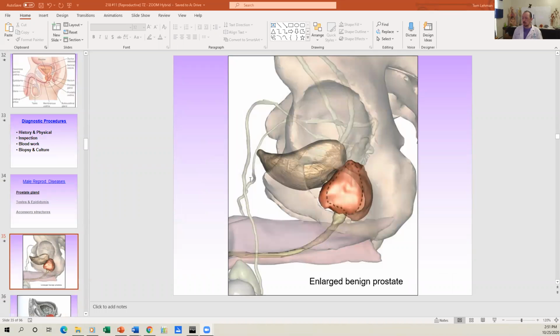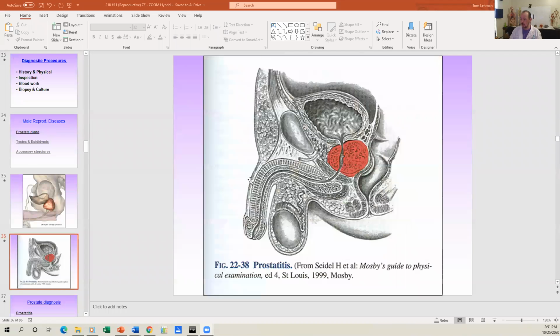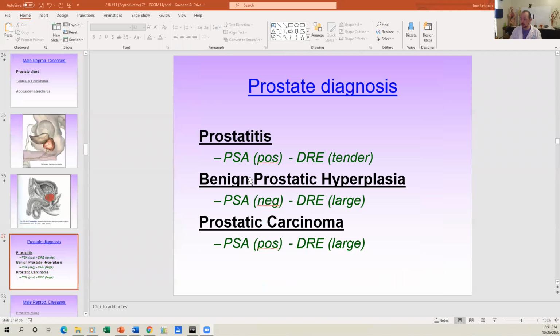The prostate, as you remember, surrounds the urethra. It produces chemicals that contribute to semen, and you're going to review the three most common problems. One is benign prostatic hyperplasia, called an enlarged prostate. You're going to learn about prostatitis, inflammation of the prostate, most commonly due to infection, and prostate cancer.